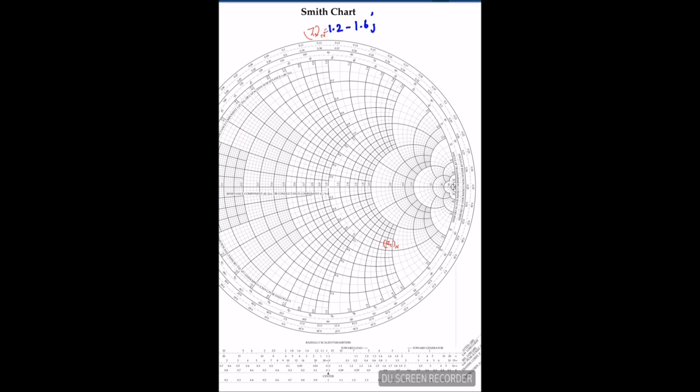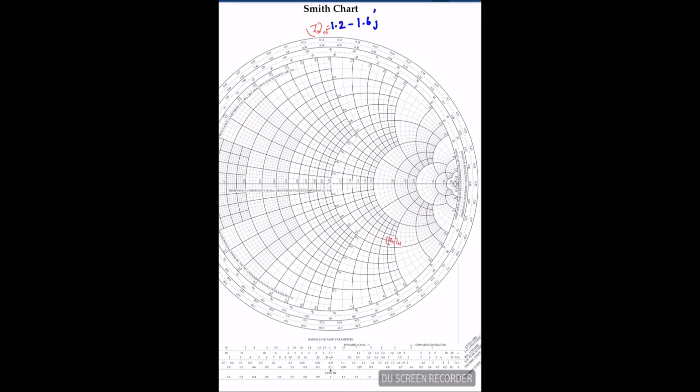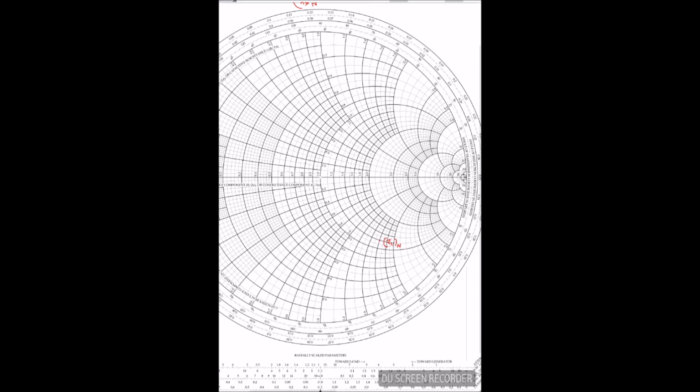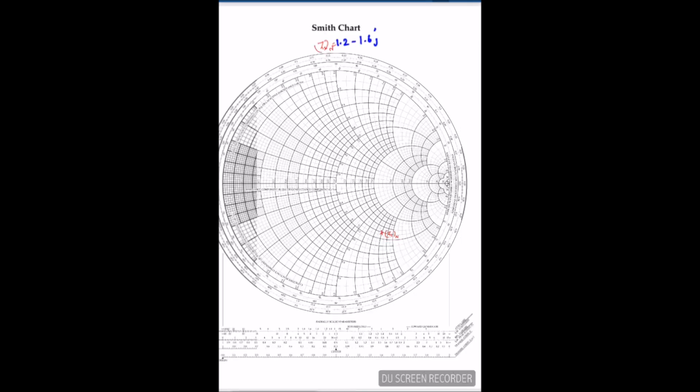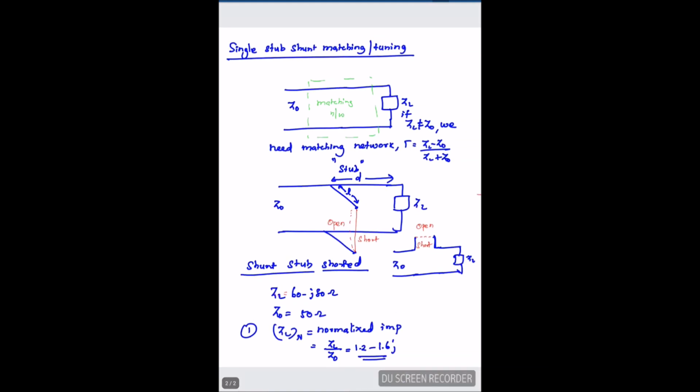Okay, so once I know the normalized load impedance, I have to convert this to the admittance circle. The reason we have to convert to the admittance circle is that this is basically the shunt. Whenever we deal with a shunt component, we always express it in terms of admittance instead of impedance. It is an easier convention for seeing the circuit in the shunt. It is easier to denote in terms of admittance.